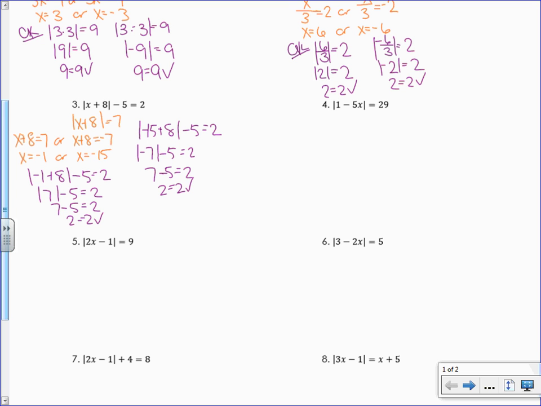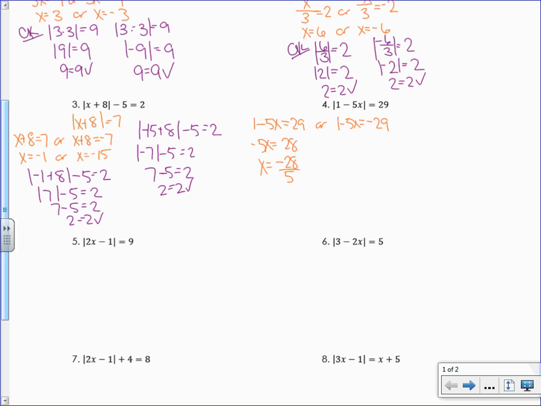Number 4, the absolute value is already isolated, so we can break it into our two cases. So I get, and I'm going to move this kind of towards the center so I have enough room, 1 minus 5x is equal to 29, or 1 minus 5x is equal to negative 29. Subtract 1, I get negative 5x is equal to 28. Divide both sides by negative 5, x is equal to negative 28 over 5.